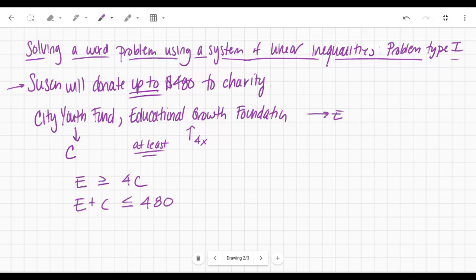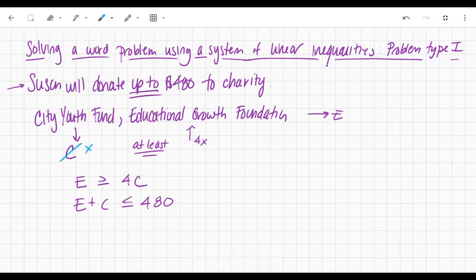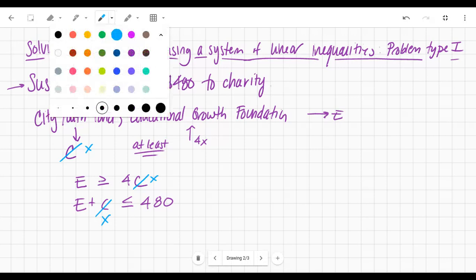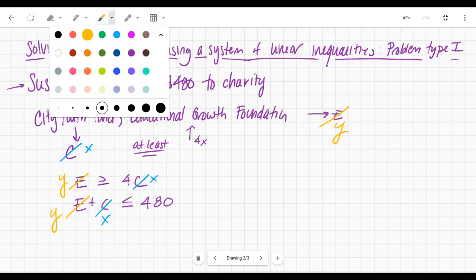Let's see. They say let X equal the amount donated to the City Youth Fund. Okay, so they tell you they want this to be X. Okay. And Y be the amount to the Educational Growth Fund. So this will be Y, not E. I guess it makes sense since we have to graph it. Okay. Shade the region corresponding to all values of X and Y that satisfy these requirements. Okay. So now it's just graphing your inequalities.